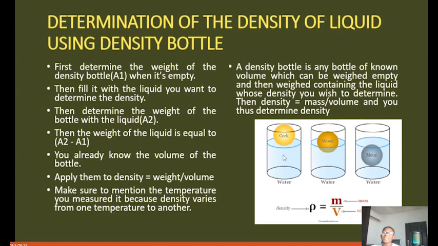You cannot pour water just like that to determine the weight. So first determine the weight of the density bottle, A1, when it's empty, then fill it with the liquid you want to determine the density of, then determine the weight of the bottle with the liquid. Then the weight of the liquid is equal to A2 minus A1.